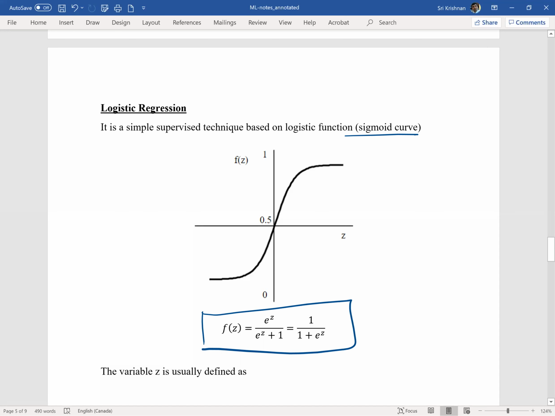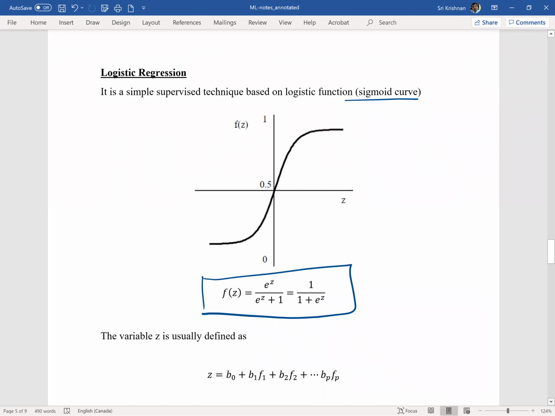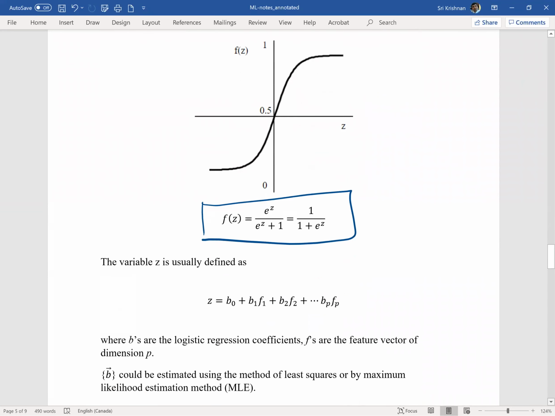Now, the key aspect is in designing a z variable, where z is defined as a weighted combination of b's and f's. So z = b0 + b1 f1 + b2 f2 and so forth up to bp fp. Now, what are these variables? The b's are called the logistic regression coefficients. In other words, it could be seen as a weighting function. And the f's are your feature vector. So you have p of those features.